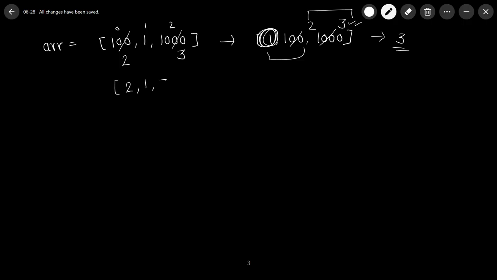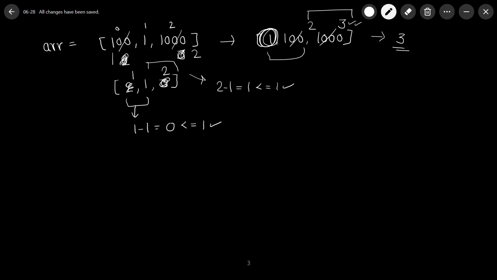Or we could have also made this 100 to 2 and this 1000 to 3 here only, 2, 1, 3. Or not even 2. You would have made it something like 1 and this 1 to 2. So we would have got 1, 1 and 2. And still you can see this absolute difference is 1 minus 1, which is 0, which is less than or equal to 1, fine. And here also it's 2 minus 1 equal to 1, which is less than or equal to 1. So the absolute difference conditions are satisfied, and the second condition is also satisfied, that the first element should be 1. So we would have done it this way too.